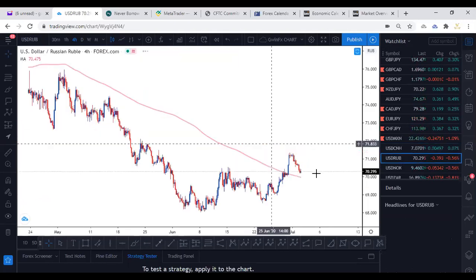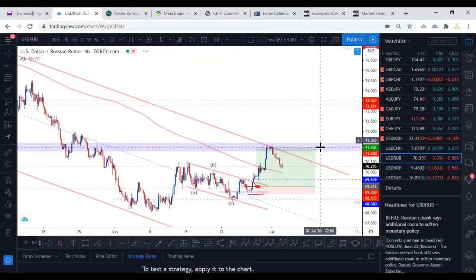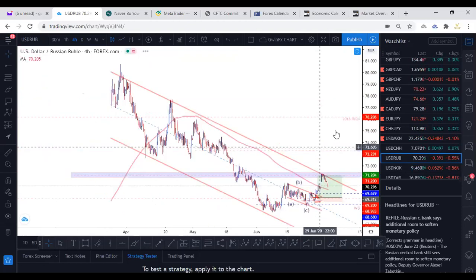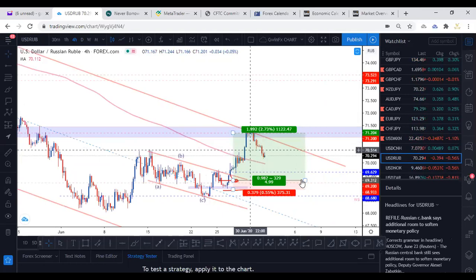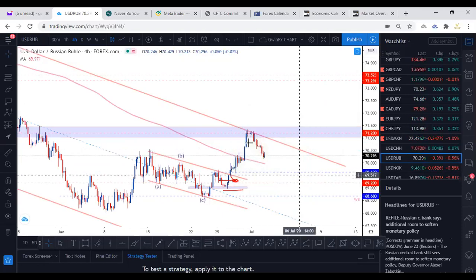Russian ruble. Wow. Well, I think it hit our target, so we're out of the trade. So we'll not be taking any more trades yet.